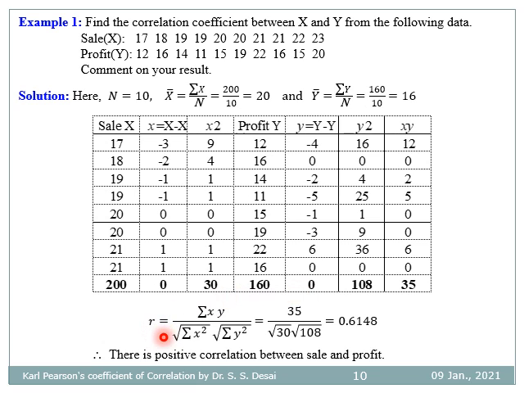And here the formula is r equal to summation of x into y divided by root of summation of x square into root of summation of y square, where x and y are deviations from respective means. By substituting these sums in this formula and by simplification, we have r is equal to 0.6148 with positive sign, and therefore the interpretation is, there is positive correlation between sales and profit.